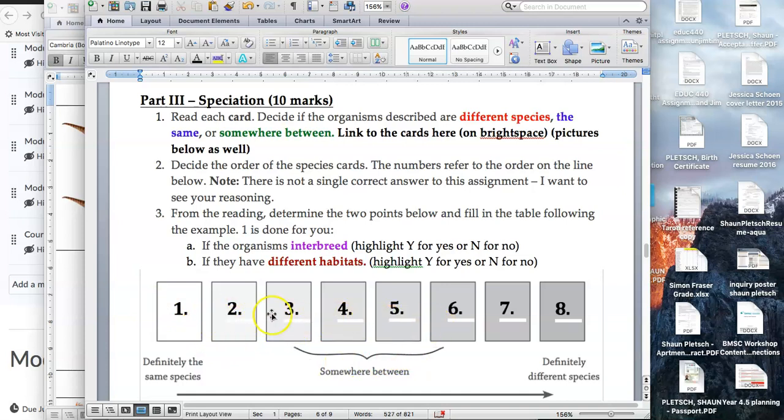There's a lot of flexibility here, so I don't want you to stress out and blow up because you think it has to be in this correct order. There's no 100% correct order. There are some very wrong answers that will lose you marks in this line.